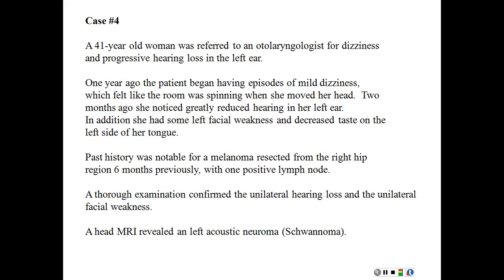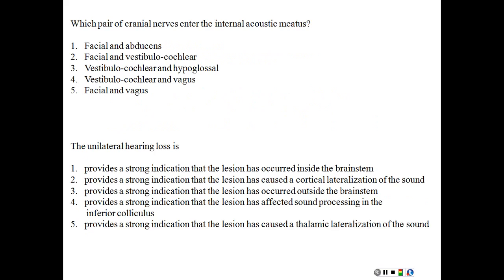A head MRI revealed a left acoustic neuroma. So there's that nasty schwannoma again developing in the internal acoustic meatus. So I'm just giving it now, that's the anatomy. So which two nerves pass the internal acoustic meatus? And this is relevant for her condition because we know the tumor has occurred here. And hopefully of that list, you know it's facial and vestibulocochlear.